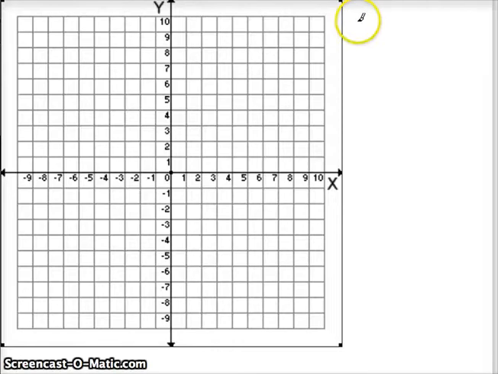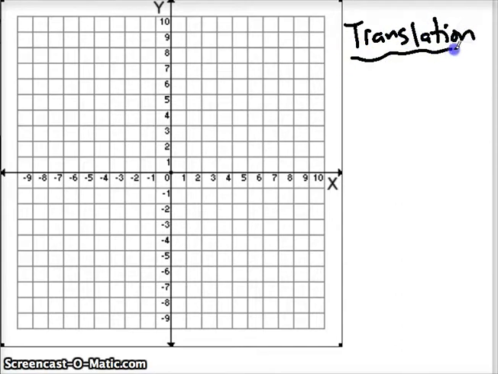This video is going to talk about another type of transformation. This type is called a translation. So another way that we can change the location of a point by transforming it in some way. This time we're talking about translations. Translations can also be referred to as shifts.